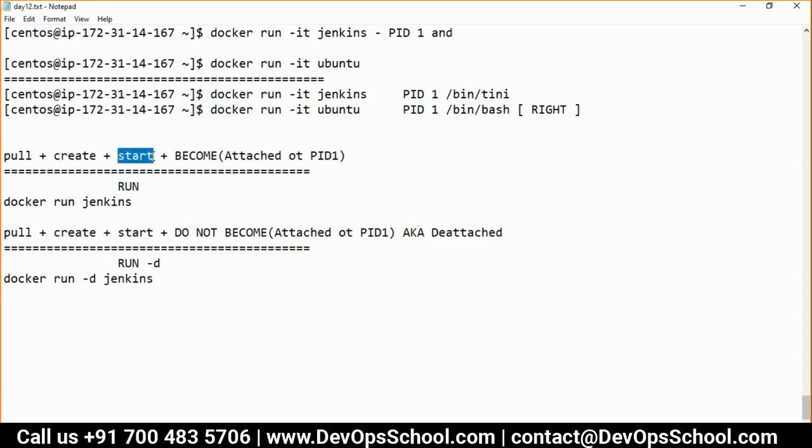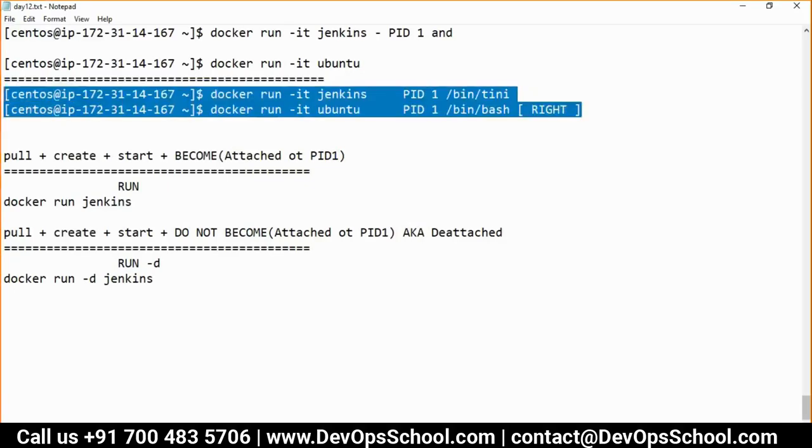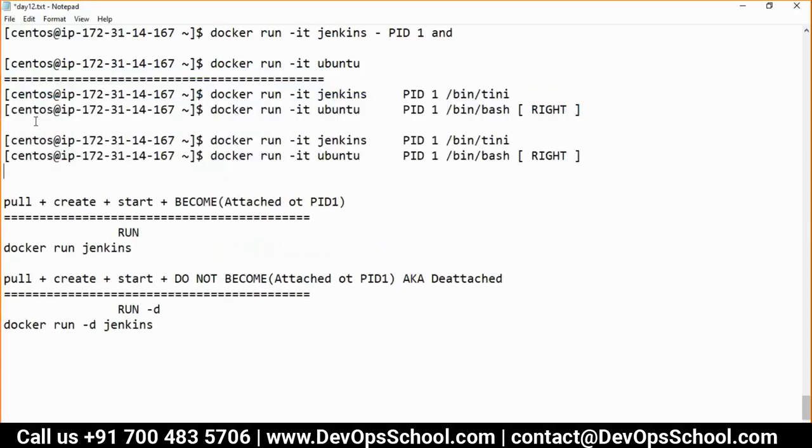Create, start, attach to the PID. So in Jenkins, PID 1 is Ubuntu, PID 1 is bin bash. If I give this command, understand this very simple concept. If I give this one, what will happen? It will go attach to the Jenkins or Ubuntu.